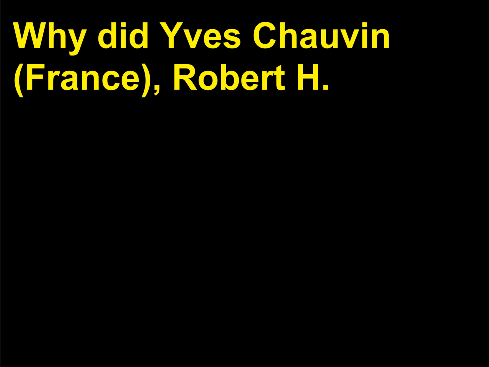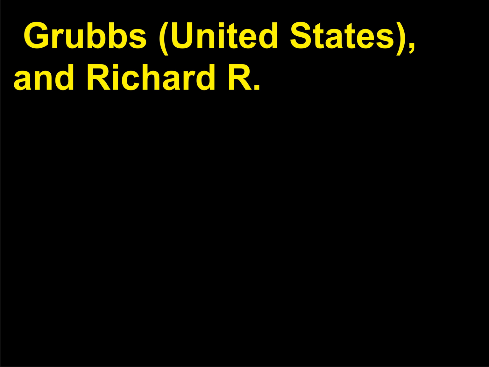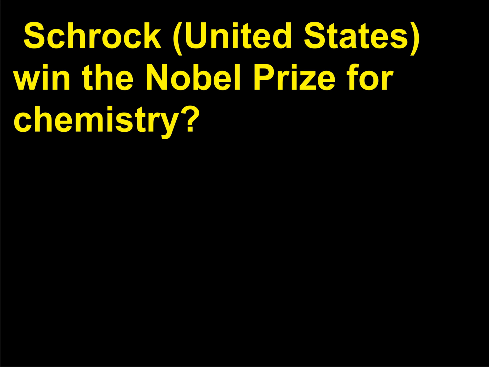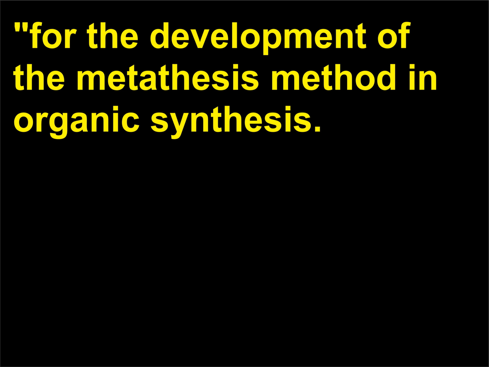Why did Yves Chauvin, France, Robert H. Grubbs, United States, and Richard R. Schrock, United States, win the Nobel Prize for Chemistry? For the development of the metathesis method in organic synthesis.